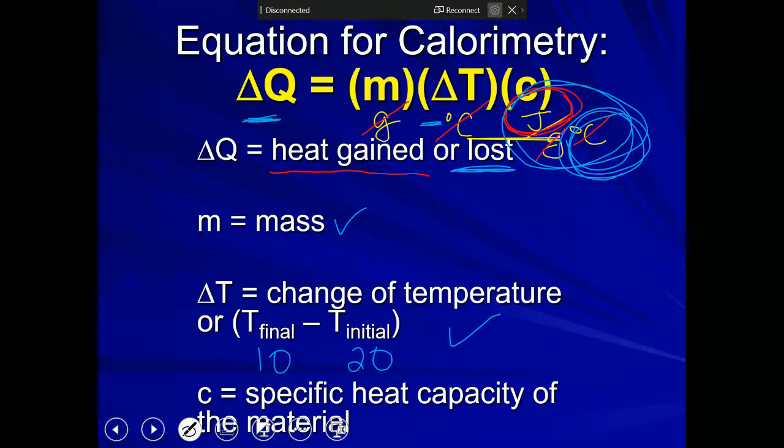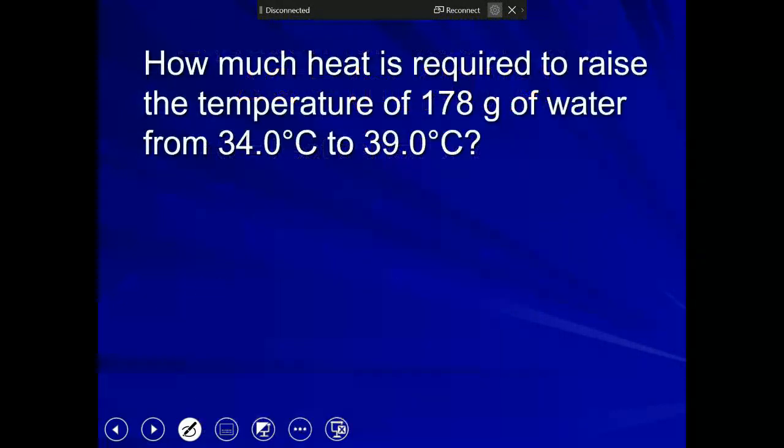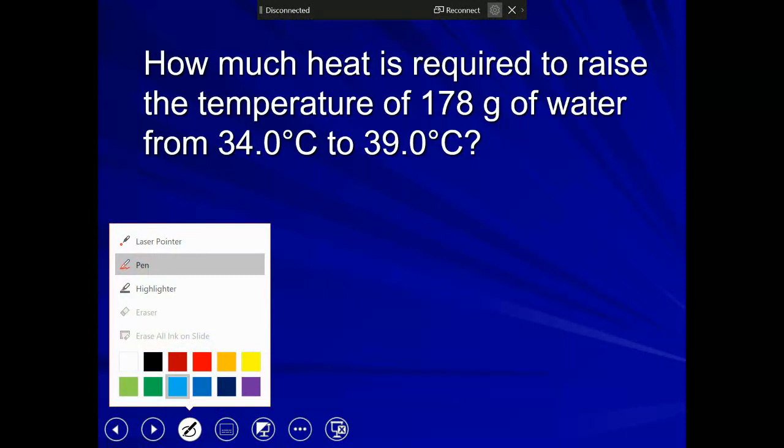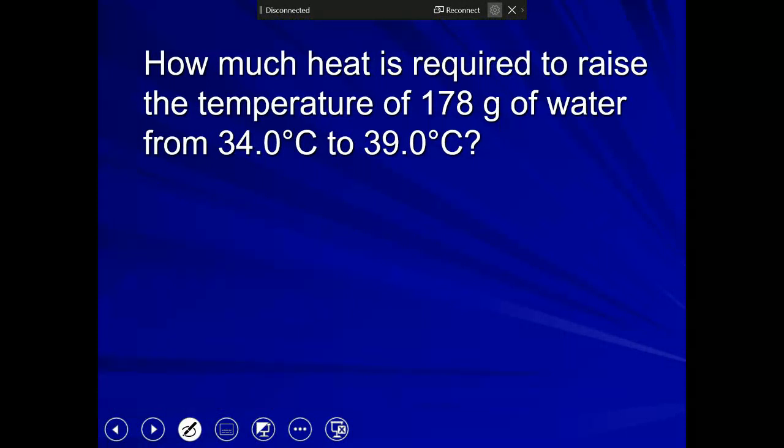And the specific heat capacity, remember, is specific to the material. If it's gold, you've got to use the specific heat capacity of gold. If it's water that's changing temperature, you've got to use the specific heat capacity of water. So you need to use the number that is specific to whatever material you're using. So let's solve. I just have 3 problems to solve together. We always, in all of these, want to use this equation.